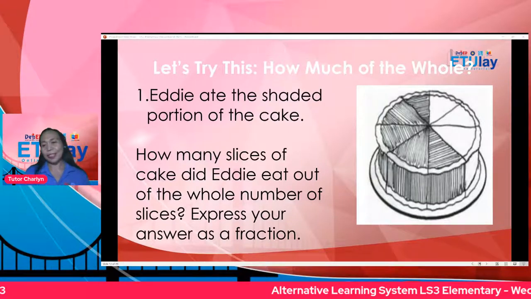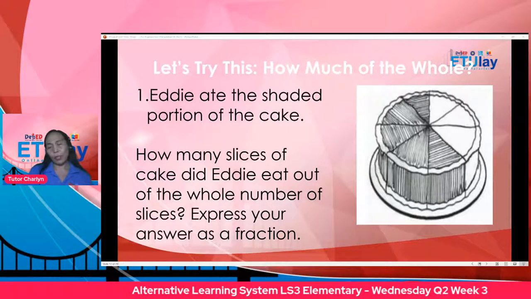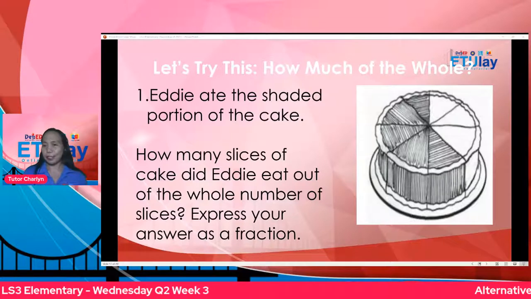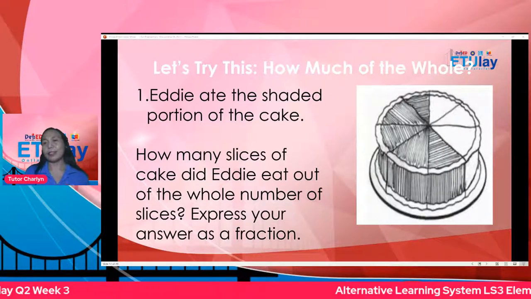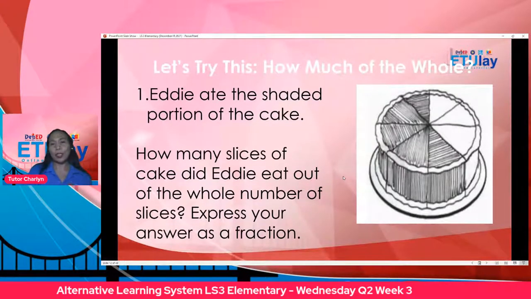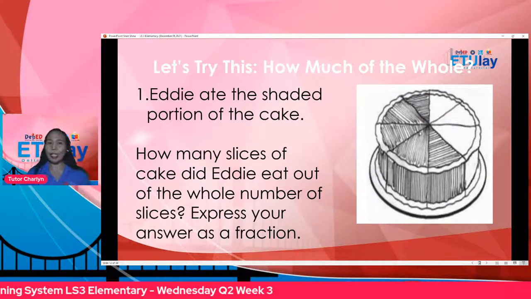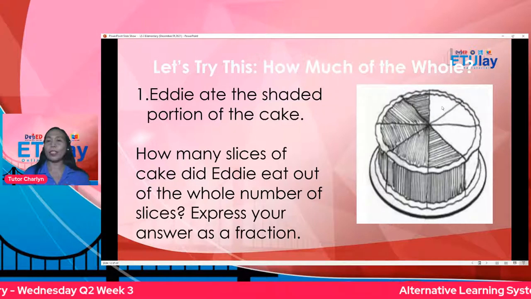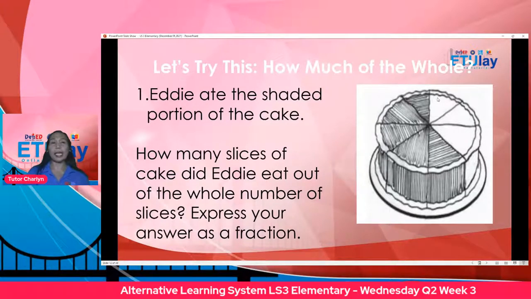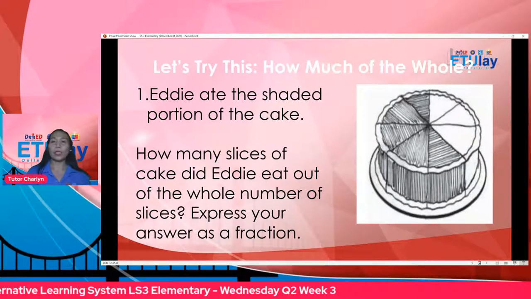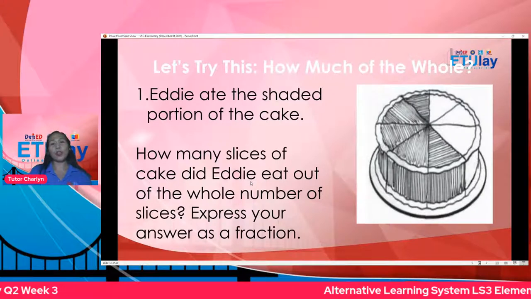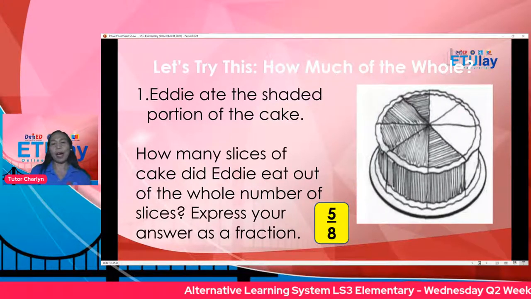Okay, bilang-bilang tayo. Kamusta naman yung iba? Ano pong sagot nyo? May sagot na po ba? Okay, sa mga nalilito, bibilangin po natin muna kung ilang slice siya lahat. Ilang slice po ba lahat? 1, 2, 3, 4, 5, 6, 7, 8. So, 8 lahat. Ilan po ang nakain ni Eddie? 1, 2, 3, 4, 5. So what's the answer of number 1? It is equal to 5 over 8.